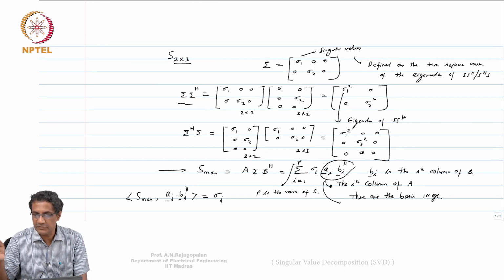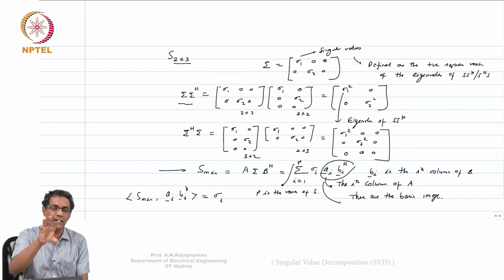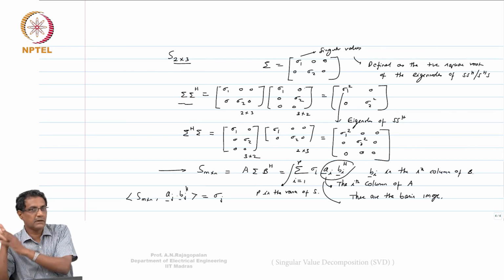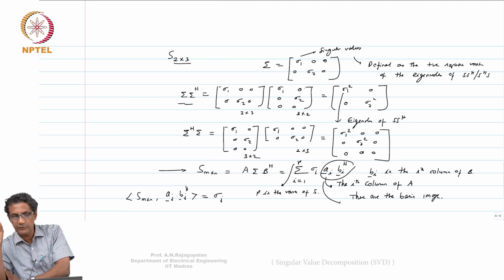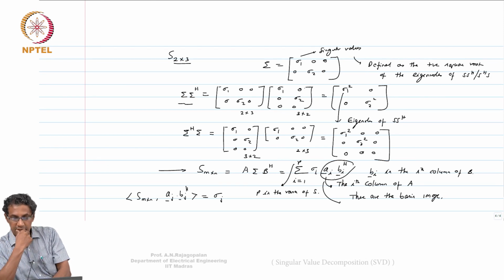And for these A i B i Hermitian, what kind of a weight should you attach, because we need a weighted linear combination? That weight is actually the singular value itself. The singular value you can again obtain by doing the inner product of S M N with A j B j Hermitian, which will give you this. Now here is where it's interesting, because the basis image is coming from A and B, that is, vectors of A and B.